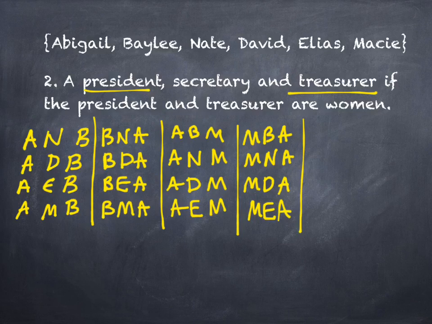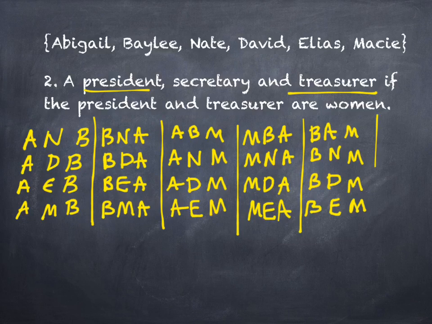So I'm going to put Macy first. Well, I'm going to put Bailey first, sorry, just because she comes first. So Bailey's first, Macy's third. Who could be secretary? Abby could. Or Nate, or David, or Elias.